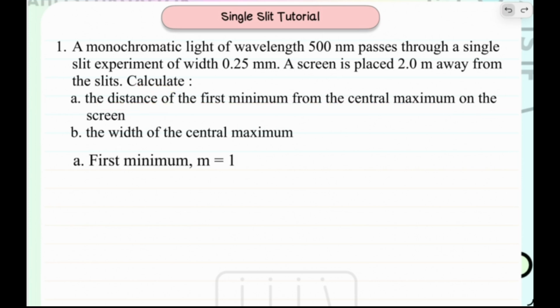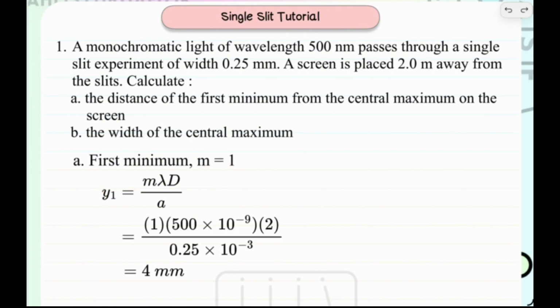So for question a, we are looking for the first minimum. So the order is 1. We just straight away going to use y1 equals m lambda D over a. We substitute the values. We get 4 millimeters.